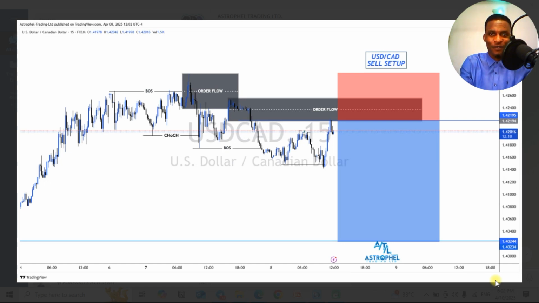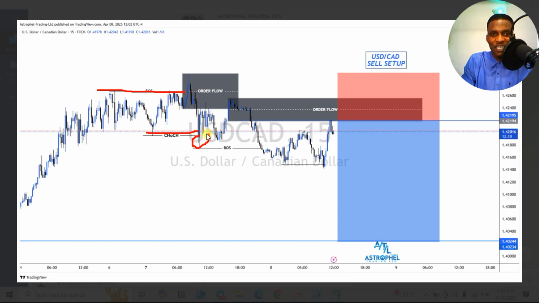Okay, this is Astrofair Trading Limited, and we've got these two distinct setups on two different pairs. The first is on USD and the second is on USD. So this one on USD, we can see we're actually anticipating a sell, like price actually gave us a sell opportunity in the sense that we had a last break of structure here and we had a change of character.